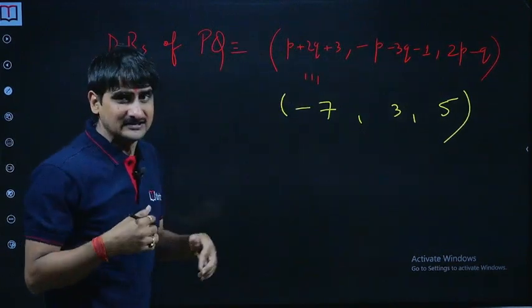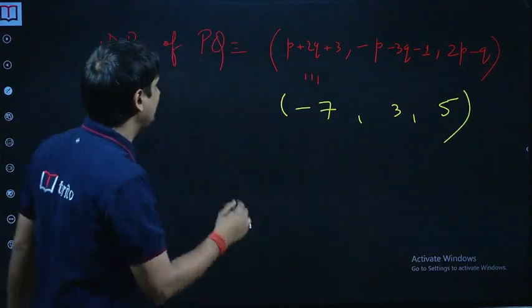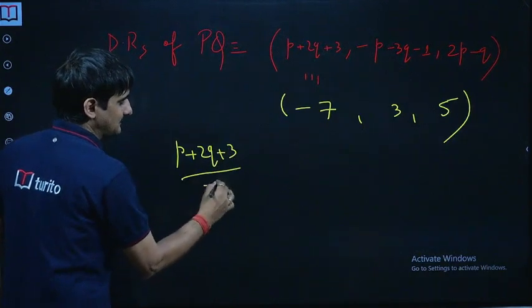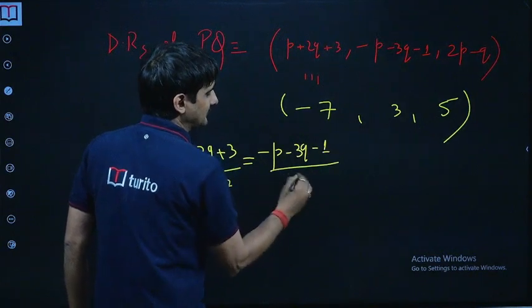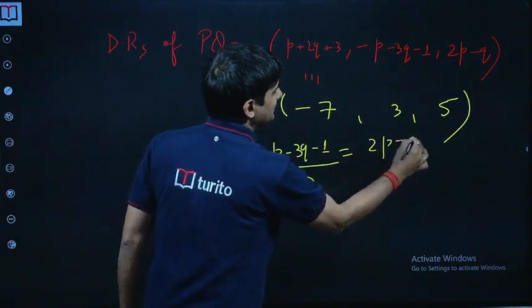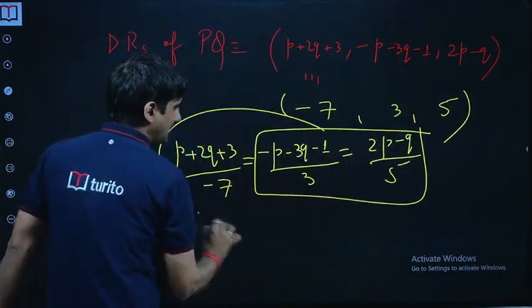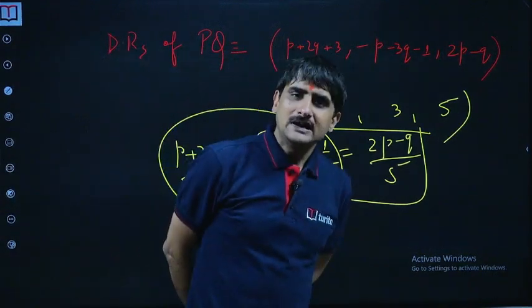So see, these are ratios. You can't just directly equate them. What will we do? We will just equate their ratio. So (p plus q) by 3 by -7 is equal to (-p minus 3q minus 1) by 3 is equal to (2p minus q) by 5. Solve any two of them. Let's say solve this one and that one, two equations, two unknowns, you get the values of P and Q.